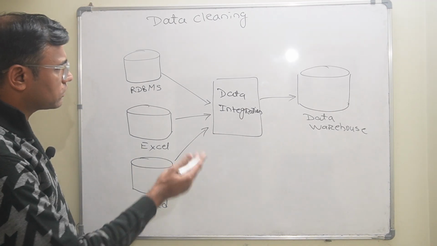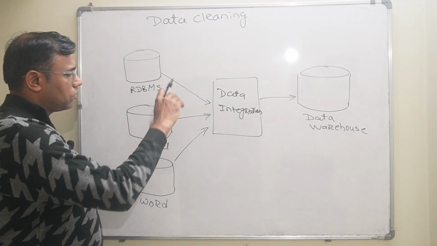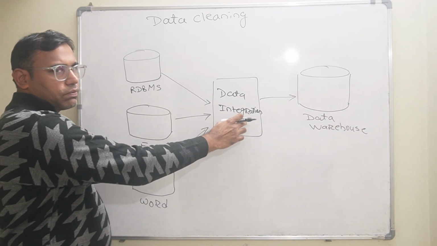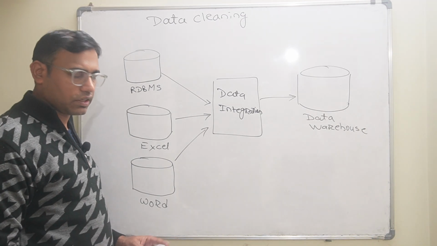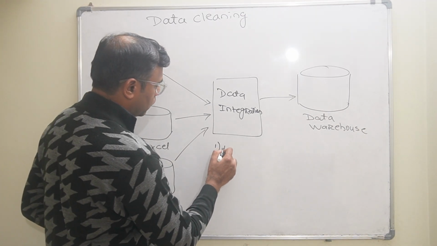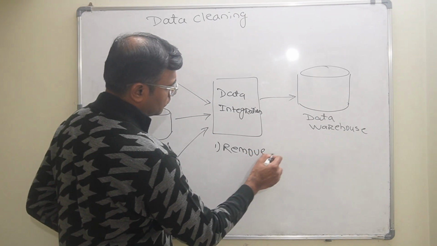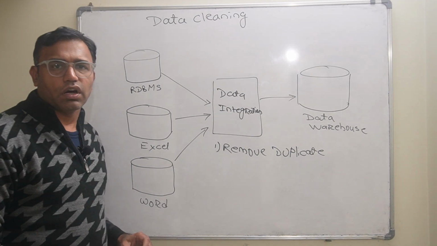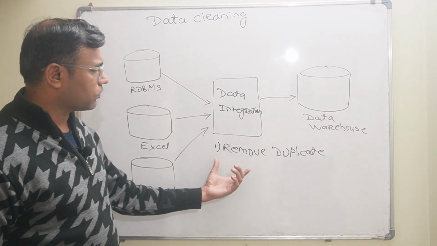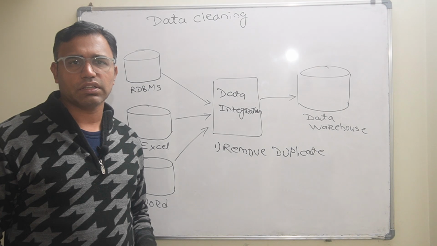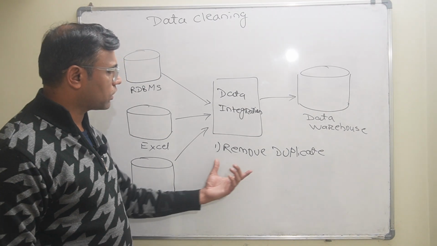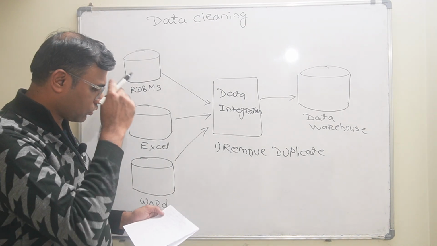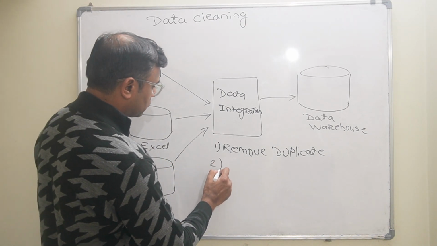Now, what are the steps for data cleaning? Once the data is integrated at one place, we have to apply the procedure of data cleaning. So first step is we have to remove duplicate values. All the duplicate values should be removed. If there are unnecessary duplicate values, they will occupy space and we cannot properly do the analysis of redundant data.